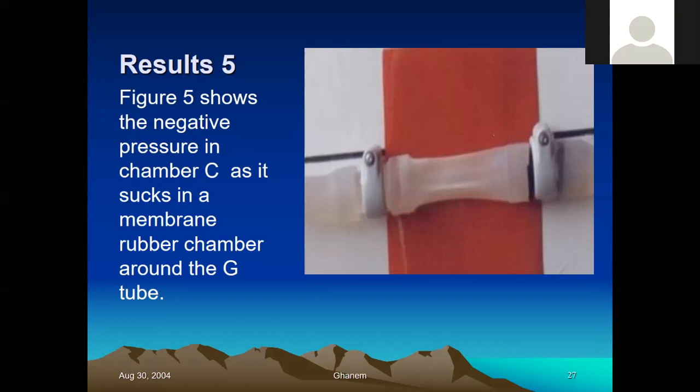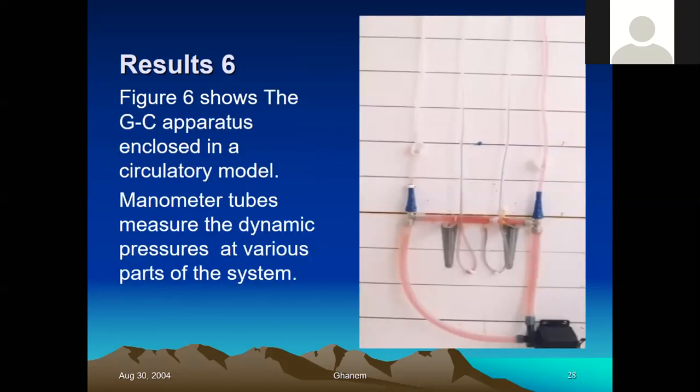This is the GC apparatus here, connected in a circulatory model driven by an electric pump, demonstrating a proximal pressure above 70 centimeters in this red tube and a distal pressure of 7 centimeters behind this blue tube, and the pressure in the chamber is negative, -1 and -2 at inlet and exit, respectively.